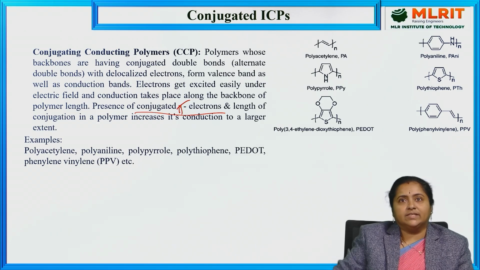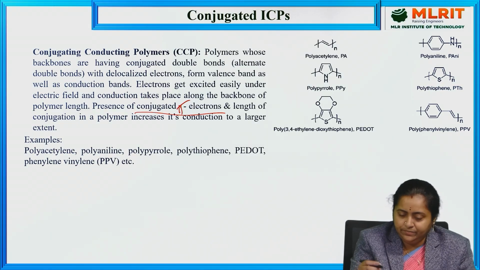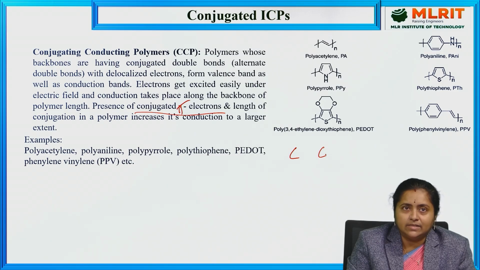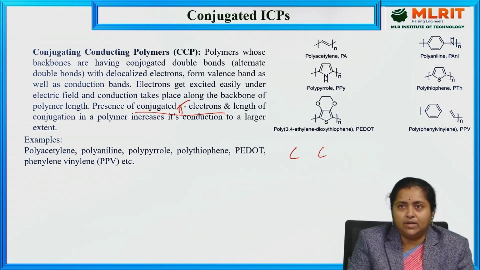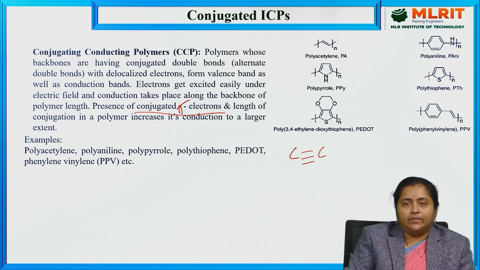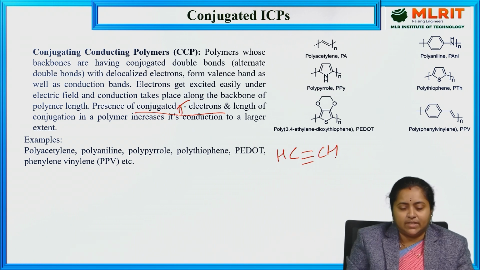As a result, its conduction also gets increased to a larger extent. An example for this type is polyacetylene. If you notice the structure of acetylene, what is acetylene? Acetylene is an alkyne, and it has 2 carbons linked this way, CH triple bond CH. So this is the structure of acetylene.